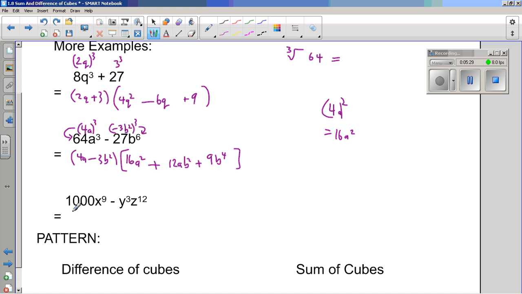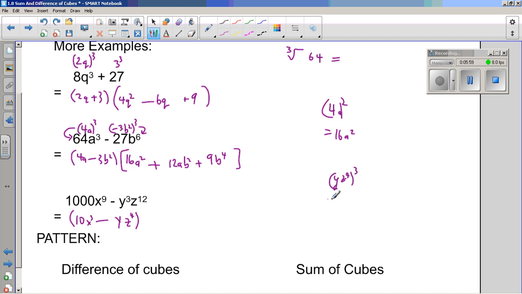Okay, I hope you tried it, because here we go. What's the cube root of this? It's 10x cubed. And then it's a minus. And watch your exponents here. What's the cube root of that? Well, the cube root of y cubed is just y. The cube root of z to the exponent 12 is z to the exponent 4. Cube root, right? And again, check it in your margin.